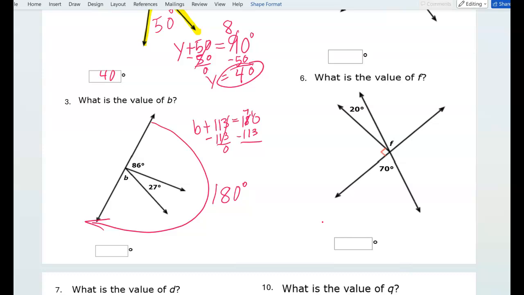And we are going to get 67 degrees. That is our answer. Bring down the B, bring down the equal sign. B equals 67 degrees. Let's look for one that is like this, and you're going to do it.